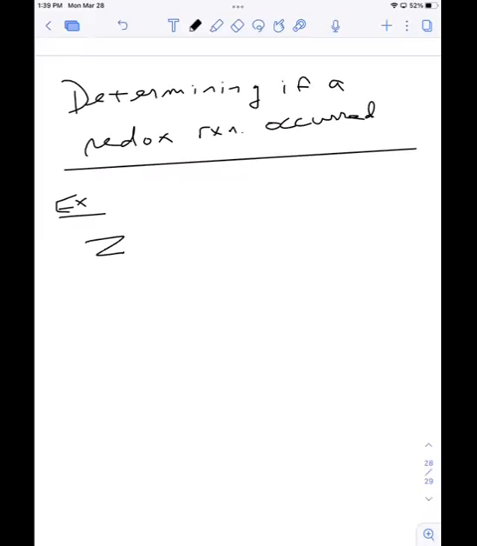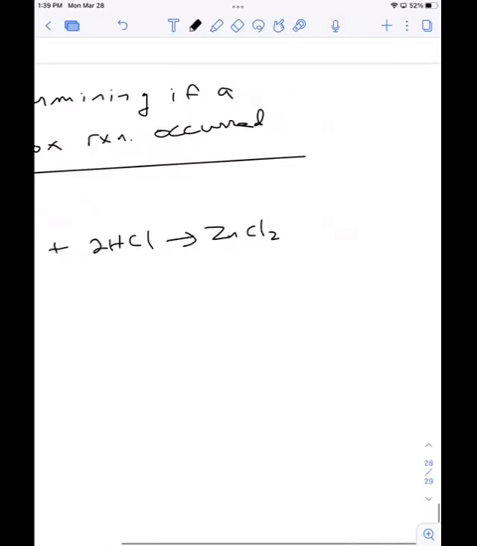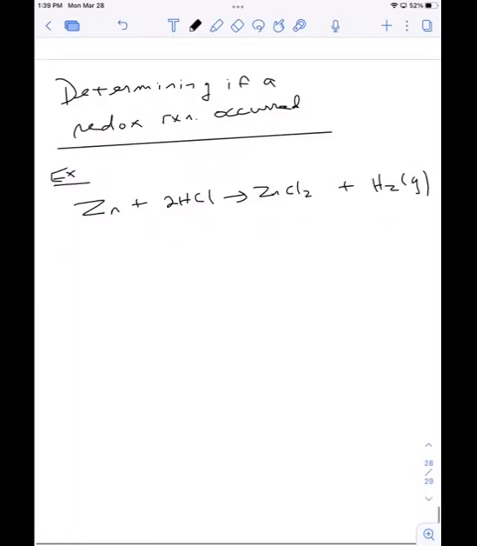So in the first example, let's take zinc metal plus 2 HCl goes to ZnCl2, zinc chloride, plus hydrogen gas. All right, now let's look at that. Right, and it is balanced.